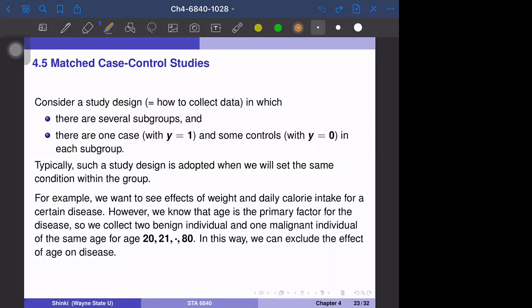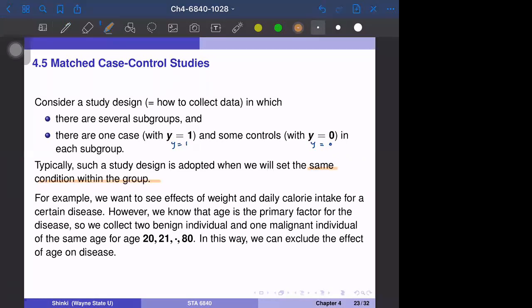So consider the study design. Study design means how to collect data, in which there are several subgroups, and there is one case and some controls in each subgroup. For example, one observation has y equal to 1, and two observations have y equal to 0. Typically, such a study design is adopted when we want to set the same condition within each subgroup.